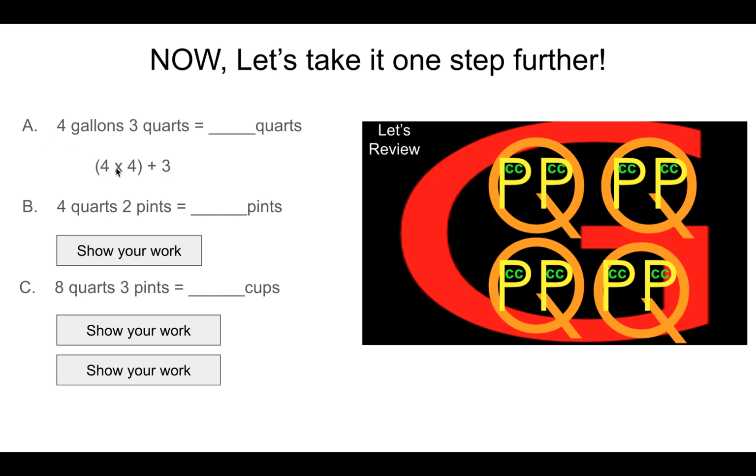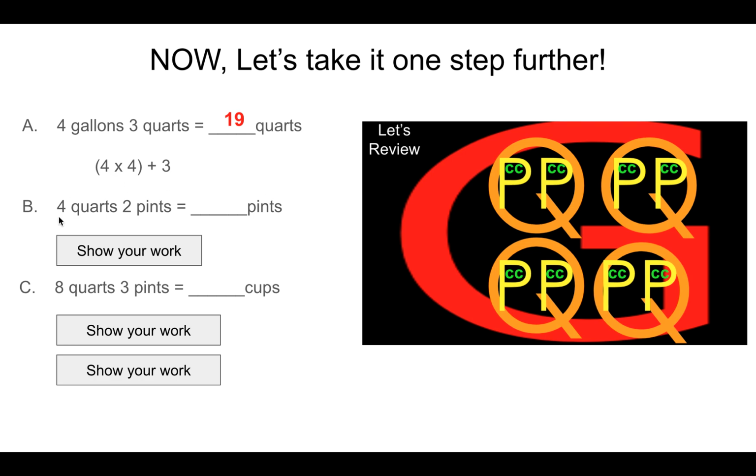If I were to show the equation, it would look like this. 4 gallons times 4. Why am I timesing it by 4? Because 1 gallon is equal to 4 quarts, and that's what I'm trying to get it to. So 4 gallons times 4 plus the 3. Why are we adding on the 3 again? Because 3 quarts are already there and need to be added. So 4 times 4 plus 3 equals 19 quarts.